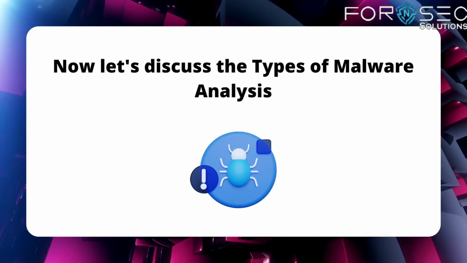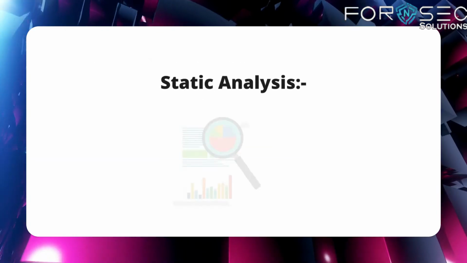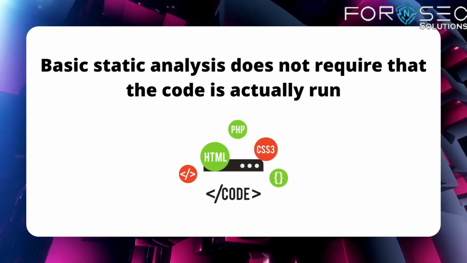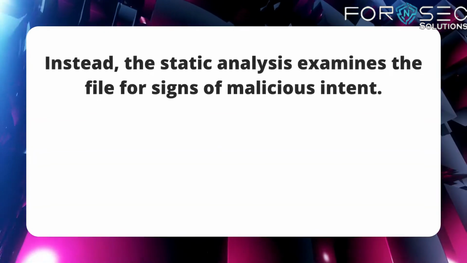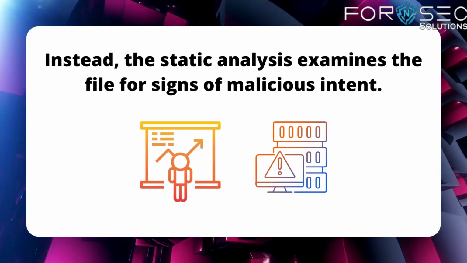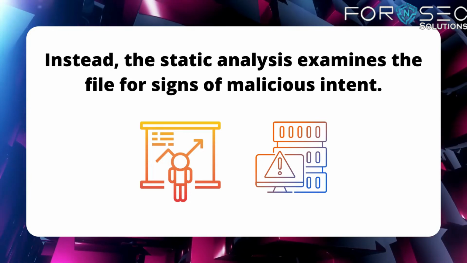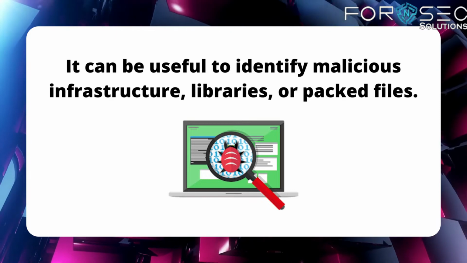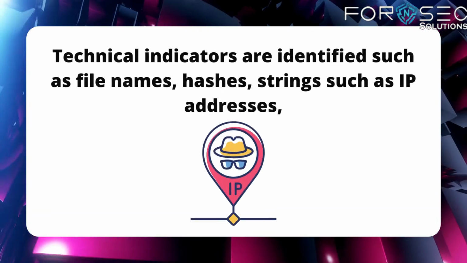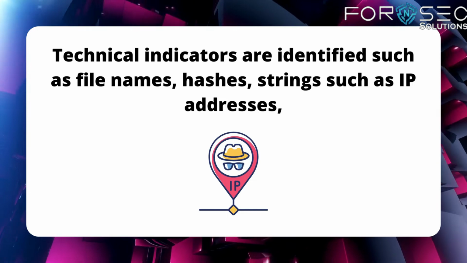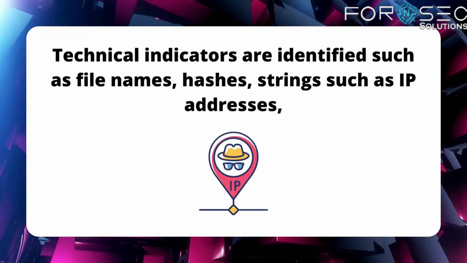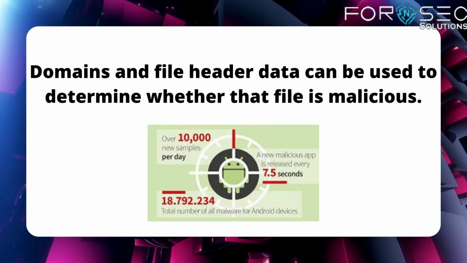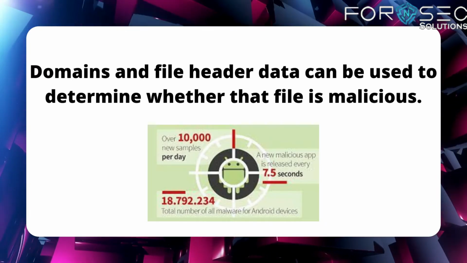Now, let's discuss the types of malware analysis. The first is static analysis. Basic static analysis does not require that the code is actually run. Instead, static analysis examines the file for signs of malicious intent. It can be useful to identify malicious infrastructure, libraries, or packed files. Technical indicators are identified such as file names, hashes, and strings such as IP addresses, domains, and file header data can be used to determine whether the file is malicious.